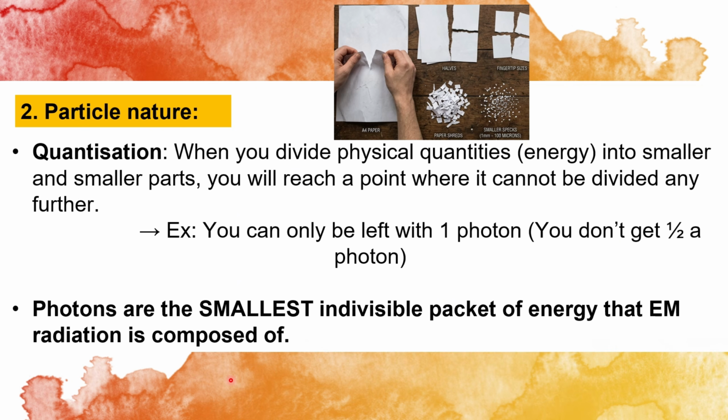You cannot divide one photon even further. If you try to divide one photon, if that one photon is gone, it means the light is entirely gone. There's no light shining.